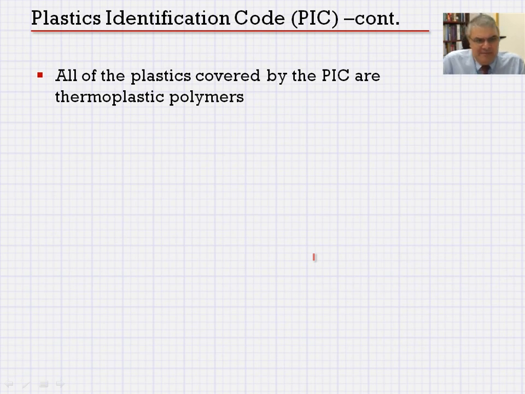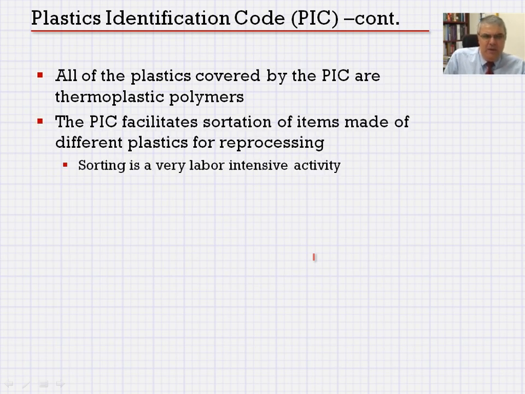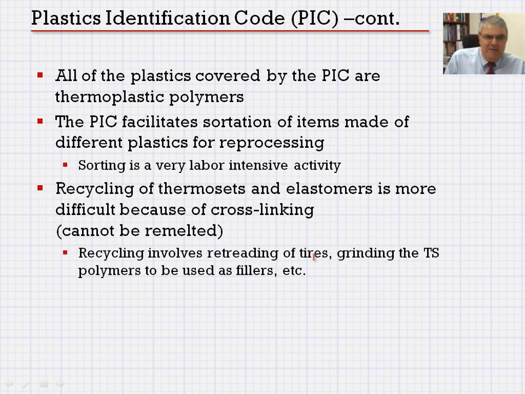So all of the plastics covered by the plastic identification code, PIC, are thermoplastic polymers. It helps out, but as I mentioned, sorting different types of plastic is a very labor-intensive activity. It's really not very cost efficient. So recycling of thermosets and elastomers is more difficult because of the cross-linkage that I just mentioned.